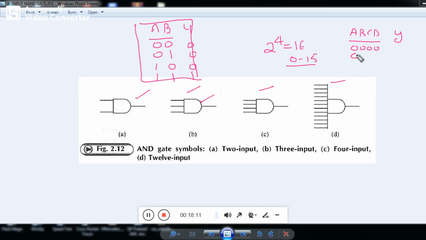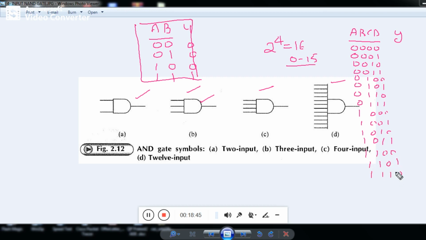First is this one. Second one is 0, 0, 0, 1. Third one is 0, 0, 1, 0. Fourth one is 0, 0, 1, 1. Fifth one is 0, 1, 0, 0. Sixth one is 0, 1, 0, 1. Seventh one is 0, 1, 1, 0. Eighth one is 0, 1, 1, 1. Ninth one is 1, 0, 0, 0. Then 1, 0, 0, 1. Then 1, 0, 1, 0. Then 1, 0, 1, 1. Then 1, 1, 0, 0. Then 1, 1, 0, 1. Then 1, 1, 1, 0. Then last combination is 1, 1, 1, 1. This is 4 input AND gate.